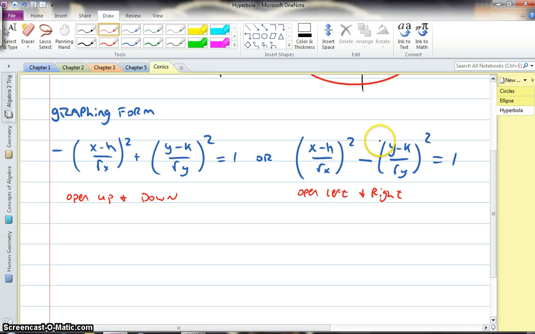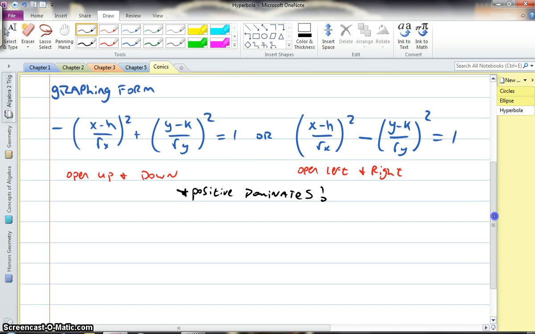That's because the opposite is with the y term. The way I like to think about it is the positive dominates. Positive dominates. Up and down is associated with the y-axis, hence if there's a positive with the y, it's up and down. The positive is with the x here, so it opens left and right, which is the x-axis. That's an easy way I use to remember it. Instead of focusing on the negative, I focus on the positive, and that's the one that dominates.